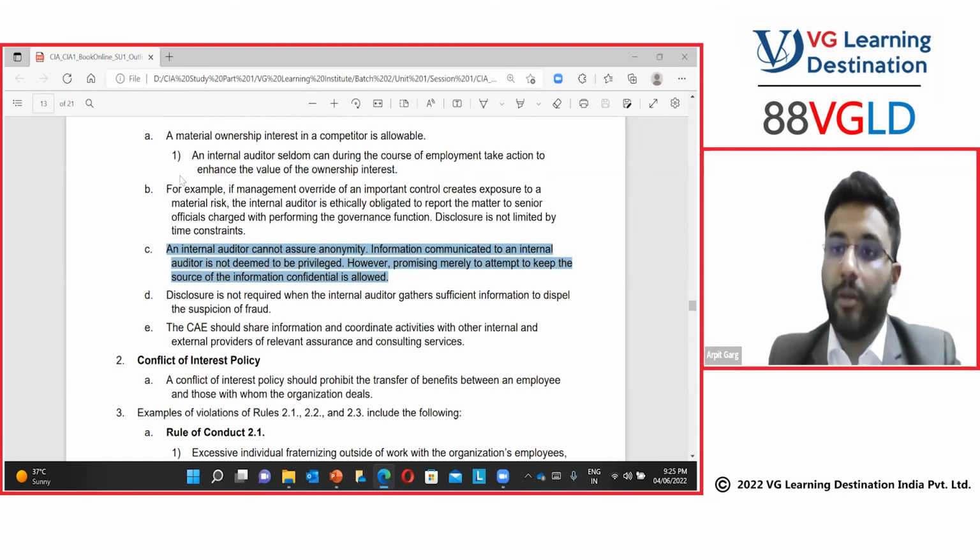Can we assure anonymity? So let's say during our internal audit exercise, someone comes up and tells us that, okay, there is a potential fraud that is going on.